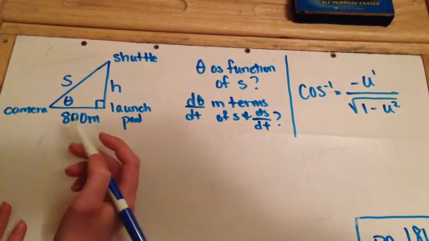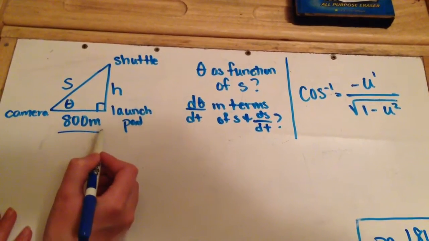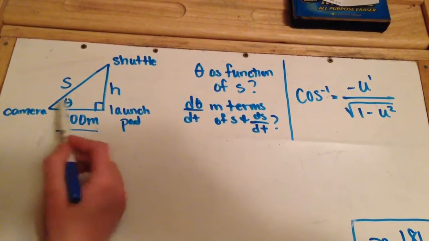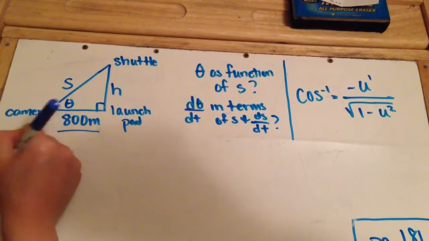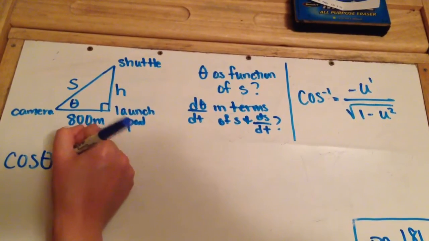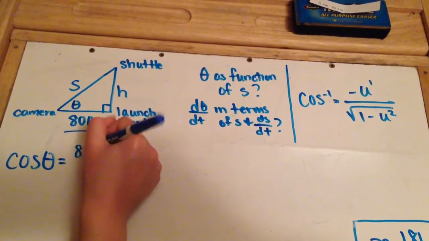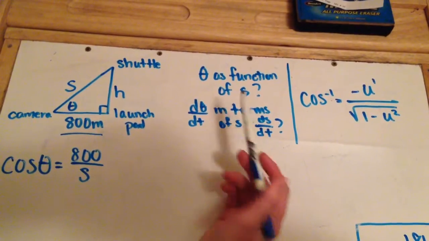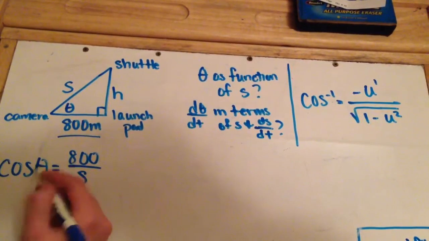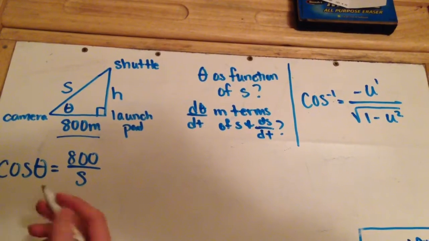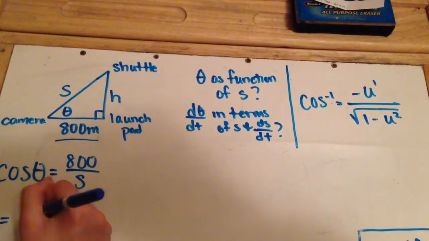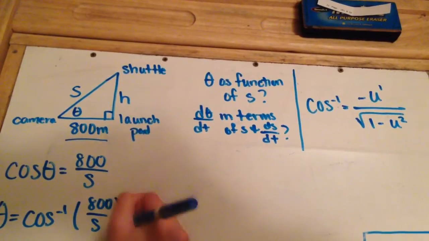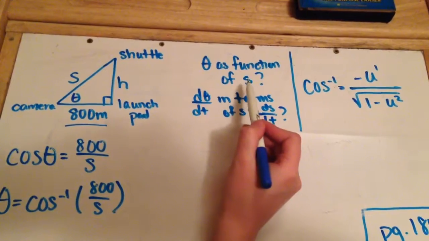So since we have 800 and the s, that is adjacent to the theta and the hypotenuse. So we're going to use cosine. Cosine of theta equals adjacent, which is 800, over hypotenuse, which is s. But it wants us to find theta, so we're going to have to use the inverse trig. So theta equals arc cosine of 800 over s. So that answers the first part of the problem.